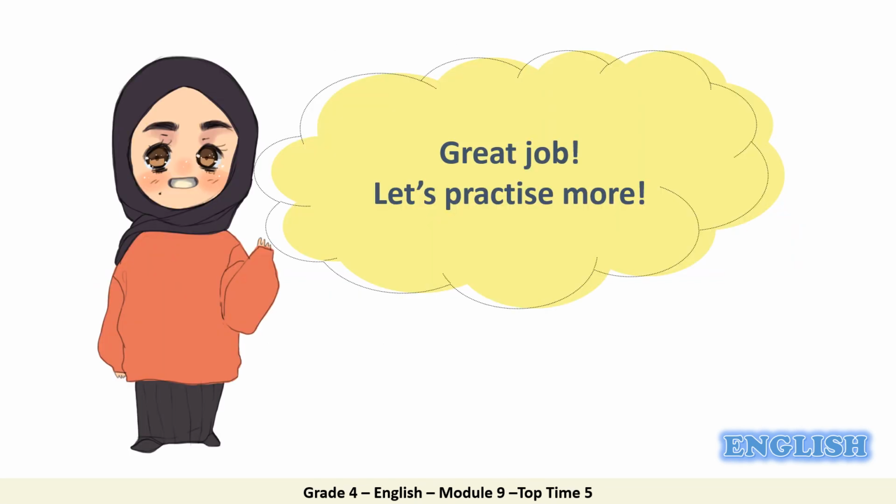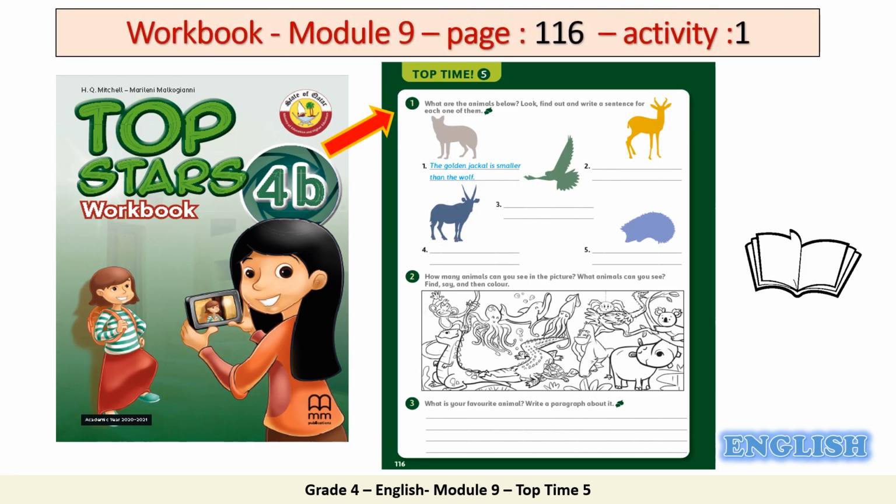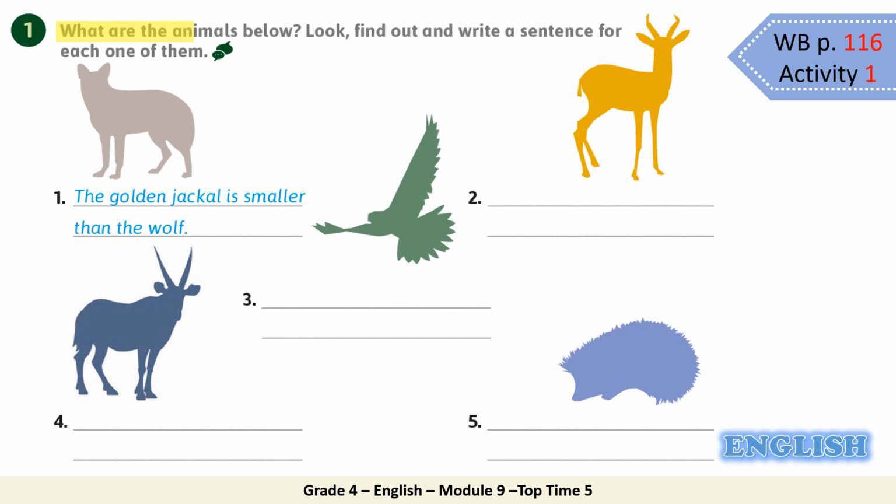What a great job, everybody! And now let's practice more. Let's describe those animals. Go to your workbook and open on page 116. Pay attention to the pictures in activity number 1. What are the animals below? Look, find out, and write a sentence for each one of them. Number 1 is done already. Let's read the example. The golden jackal is smaller than the wolf.